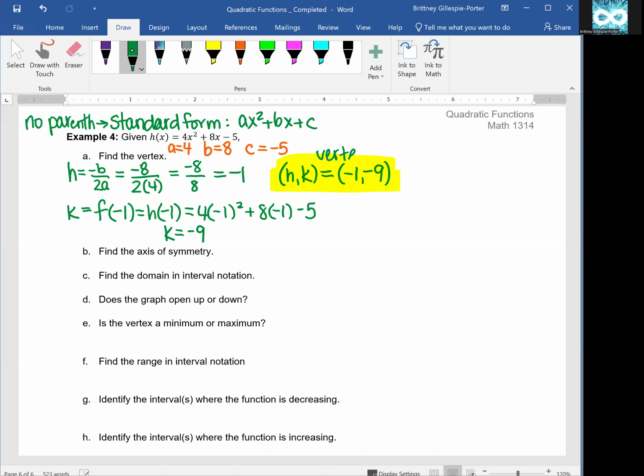And that's our vertex. Our axis of symmetry is always in the form x equal to h. It goes through our vertex. It's a vertical line that cuts our parabola in half. So here we're going to have x is equal to negative 1. Because we have a quadratic equation, our domain is immediately negative infinity to positive infinity with parentheses around everything, because we don't put brackets around infinities.